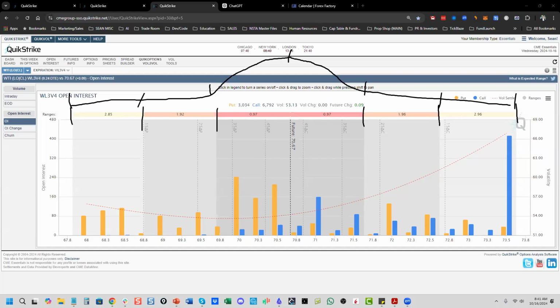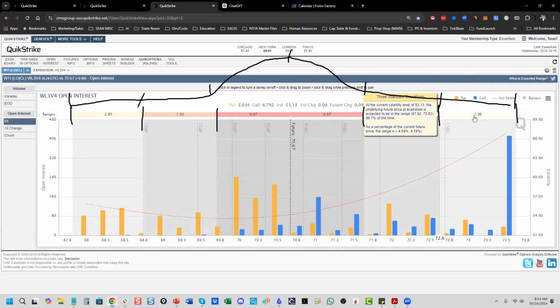Okay. Now, what's really cool about this and what's really cool about the CME website is that it takes the complexity out of this. I'm not doing anything other than explaining to you how to read complex stuff, make it super simple. If I click on this, what does it say? It says, at the current volatility level of 53.13, the underlying futures price at expiration is expected to be in the range of 67.82 to 73.63, 99.7% of the time.